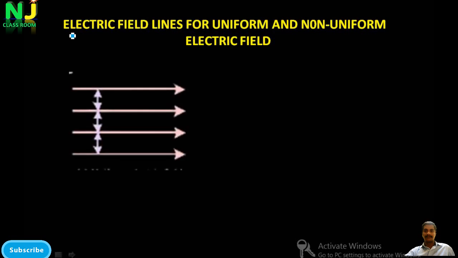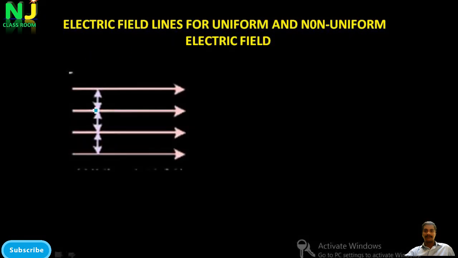Electric field lines for uniform and non-uniform electric fields. In the case of a uniform electric field, field lines are parallel to each other. Look here, this is one line and this is another line. They are parallel to each other, and also the distance between the lines is the same. The distance between two parallel lines is always the same. So this is how the lines look in a uniform electric field.